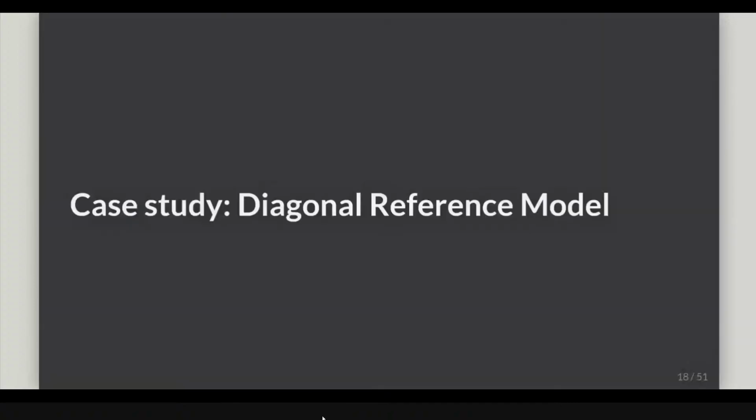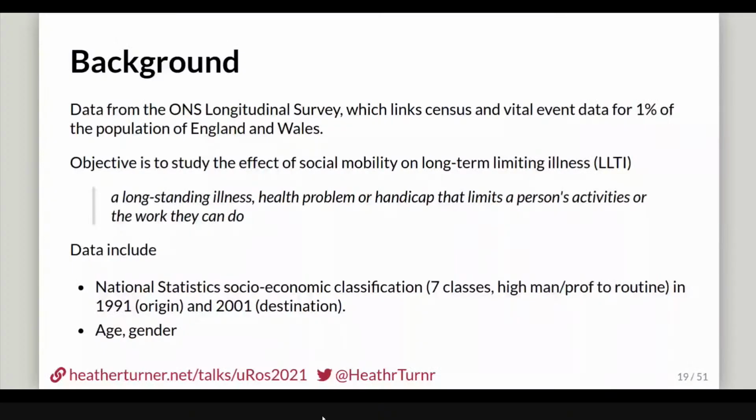So here's our first one, on a diagonal reference model. The background is that we're using data from the Office for National Statistics Longitudinal Study, which links census data and vital event data for 1% of the population of England and Wales. Our objective is to study the effect of social mobility on long-term limiting illness, which is defined as a long-standing illness, health problem, or handicap that limits a person's activities or the work they can do.